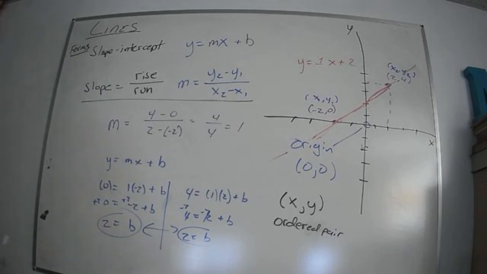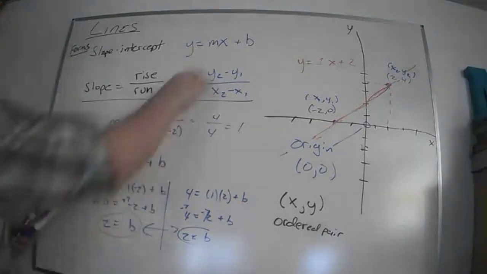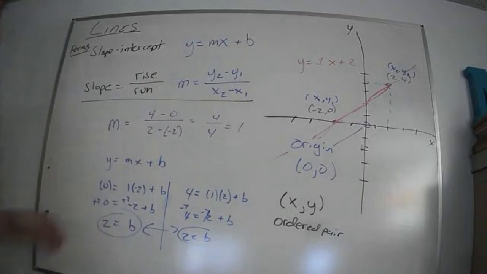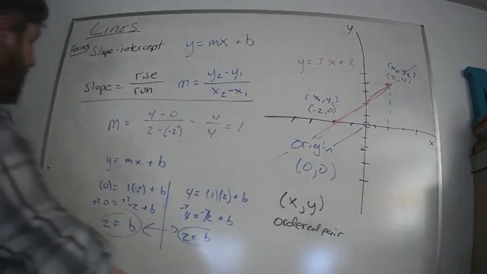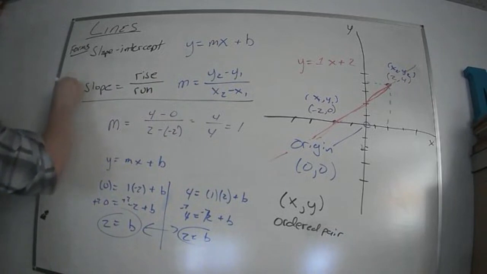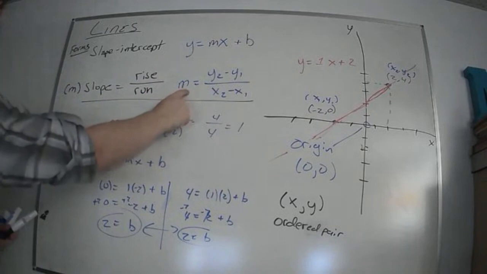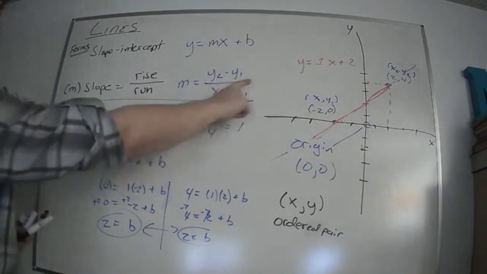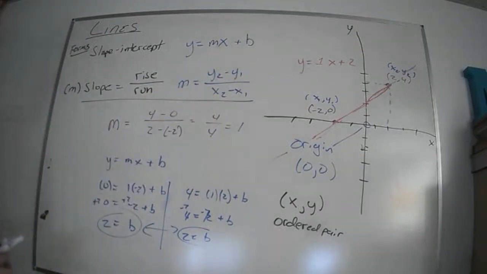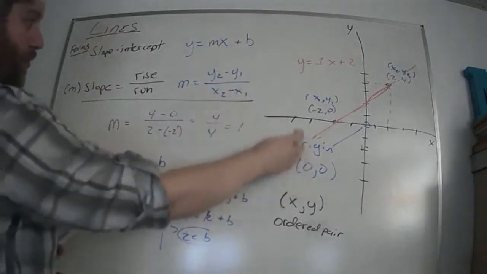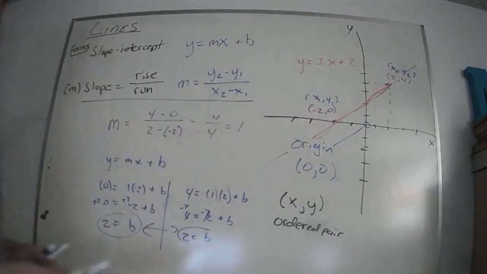Now, so this is slope-intercept, and the important concepts are, here is the equation, y equals mx plus b, where m is the slope, which is the rise divided by the run, and it has this mathematical formula. m equals y2 minus y1 divided by x2 minus x1, where y2, y1, x2, and x1 are from the ordered pairs. Now, it doesn't matter which one you choose to make either.